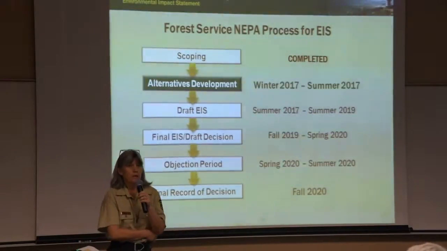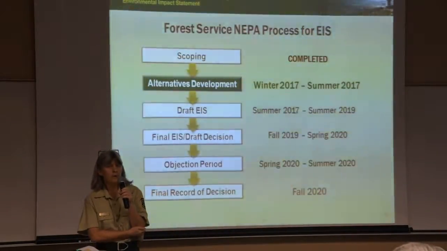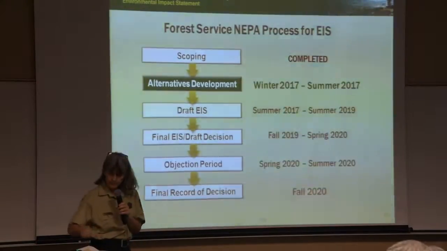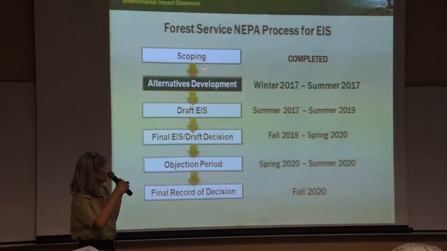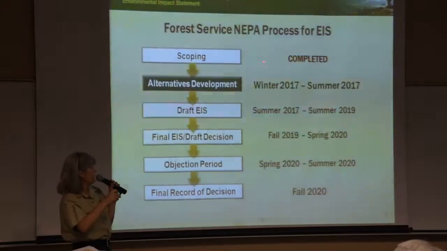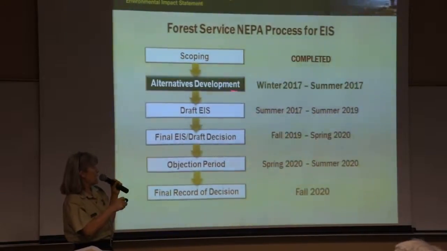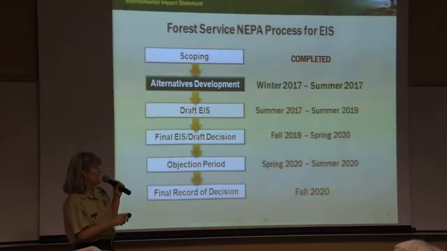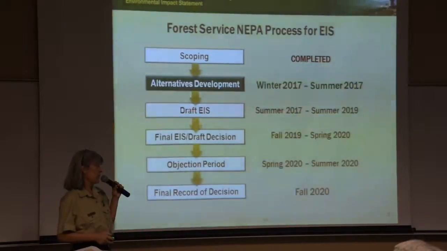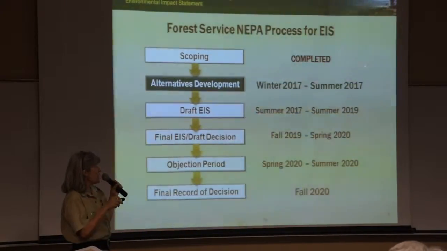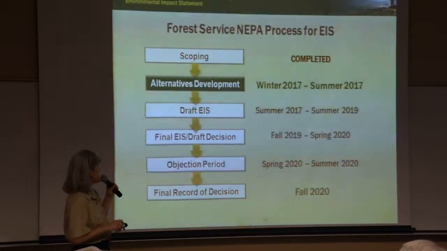So, taking a quick look at the overall big picture schedule. We've completed scoping, and I've got a couple slides we're going to talk about that. So where we are right now is in the alternatives development stage. And we kind of switched gears there from scoping into alternatives development this winter. And we're going to be in that phase for a bit. I'm going to talk more about that in some slides.